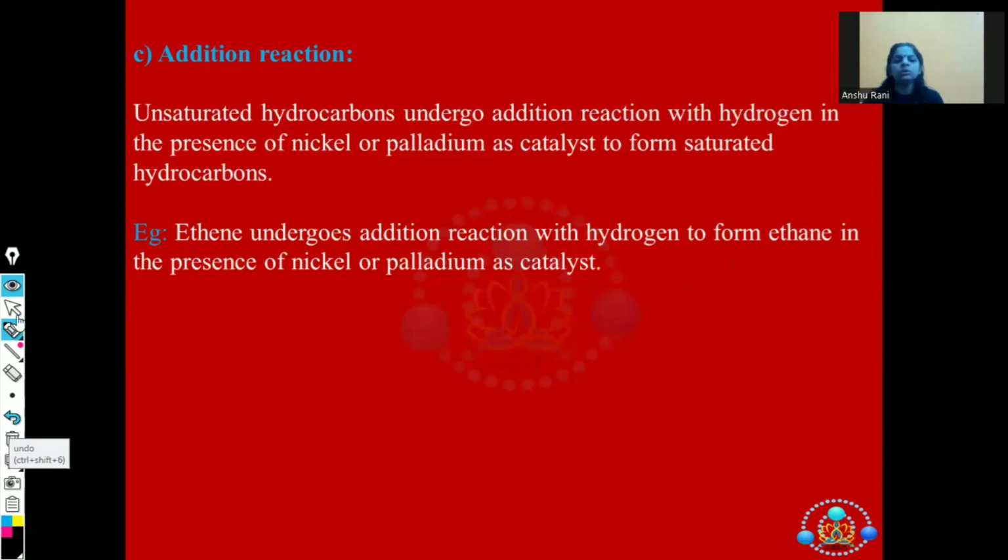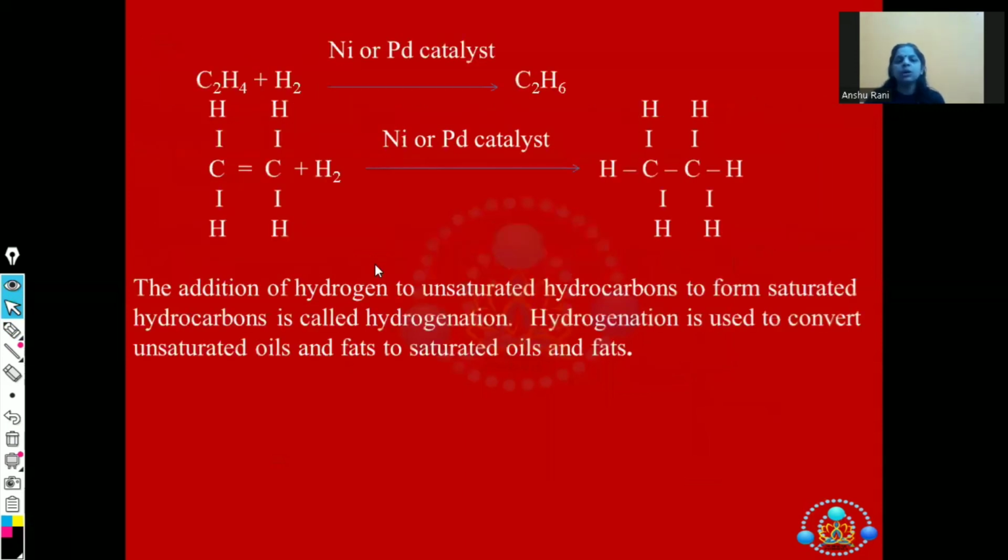Unsaturated hydrocarbons can form saturated hydrocarbons. You are having ethene, hydrogen is added in it. In presence of nickel or palladium as catalyst, it will lead to formation of ethane. This is the reaction which is used to convert vegetable oil to vanaspati ghee. For the conversion of oil to ghee, we are converting unsaturated oils to saturated fatty acids.